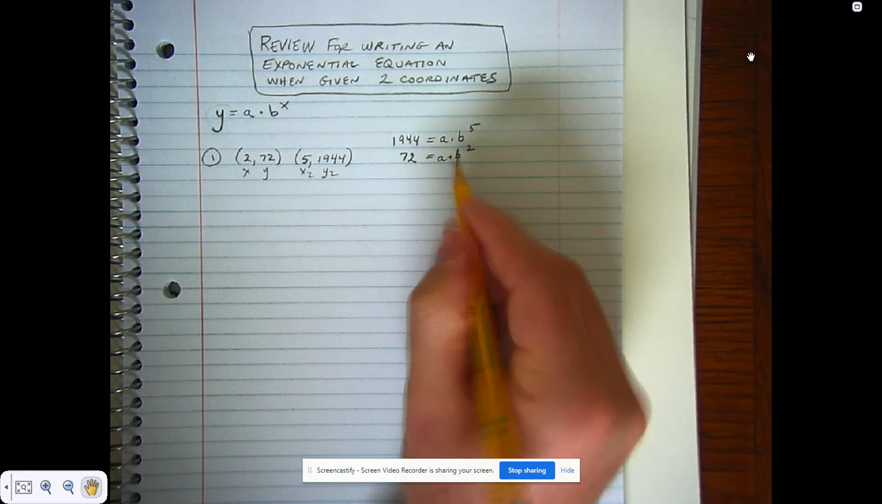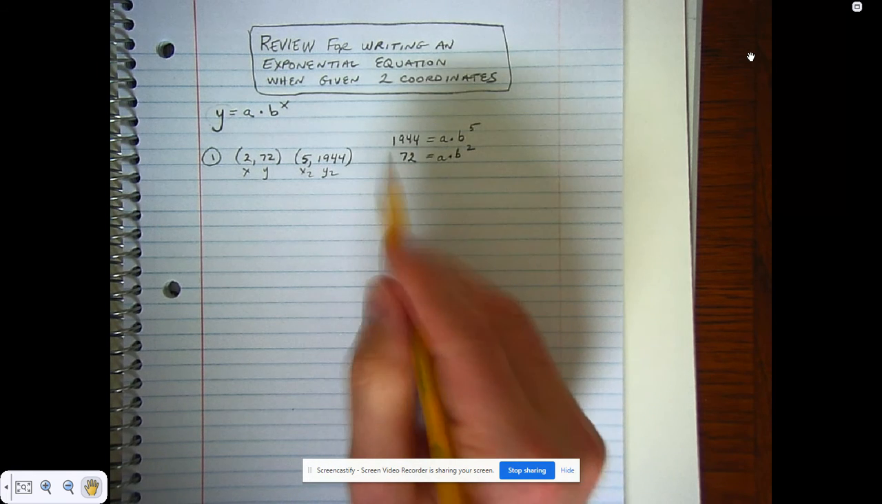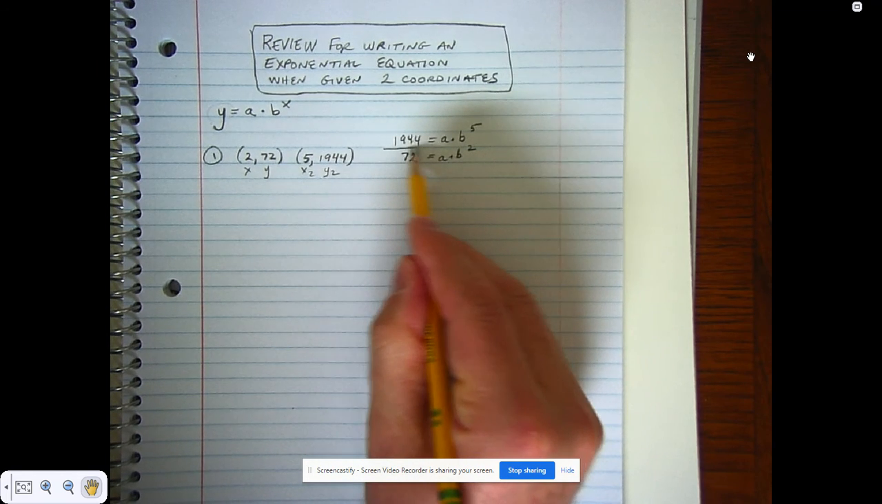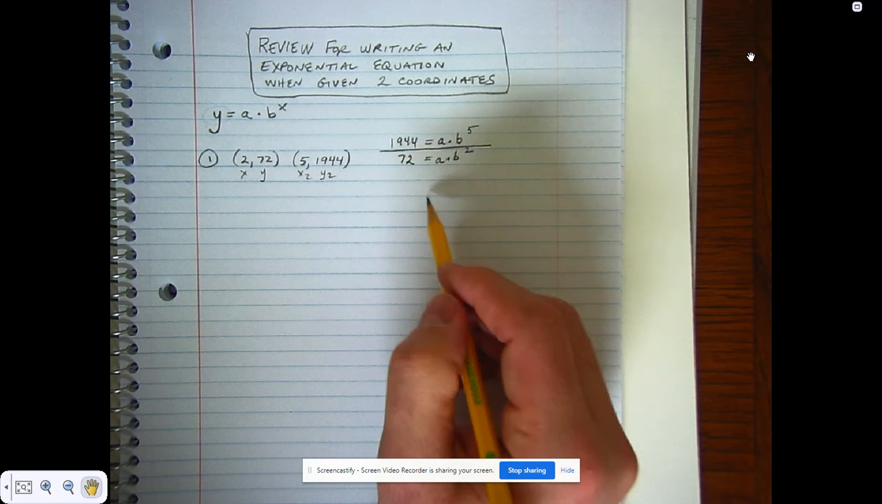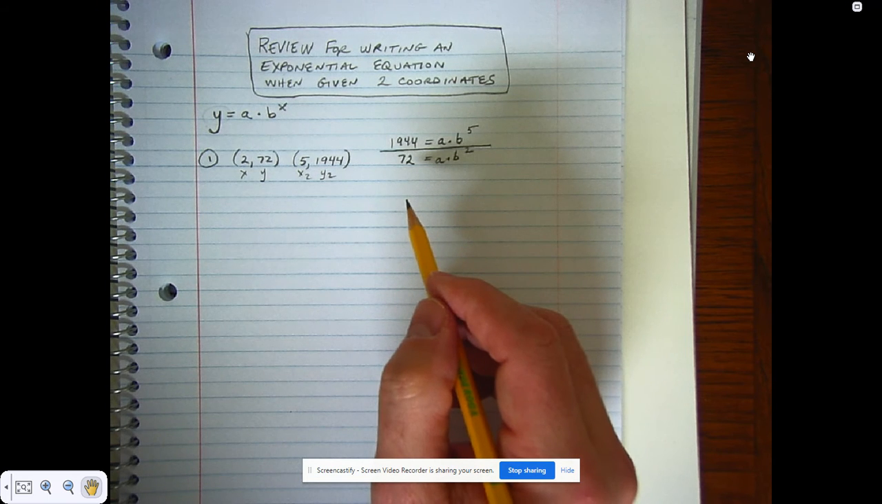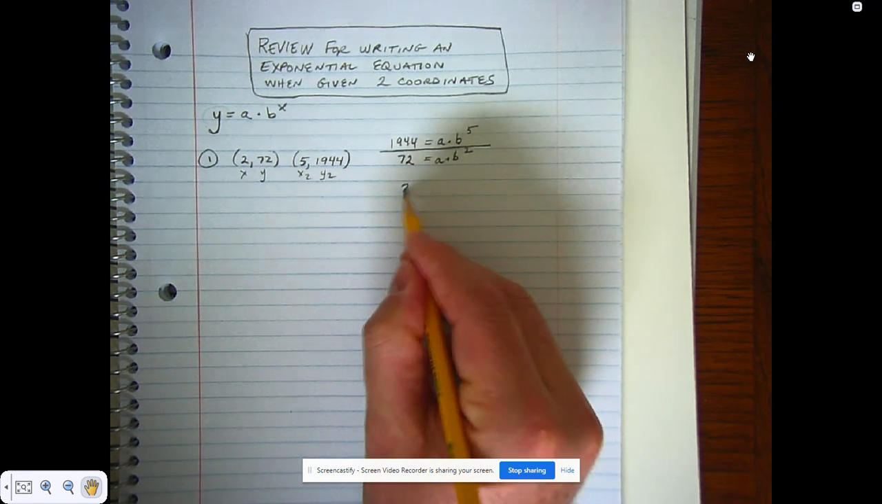Now when we learned systems in chapter 4, we would add or subtract. When you're doing exponential, you actually want to divide these. And by dividing these two equations, you're going to eliminate the a value because a divided by a is 1. So if I take 1944 and divide it by 72, I'm going to get 27.